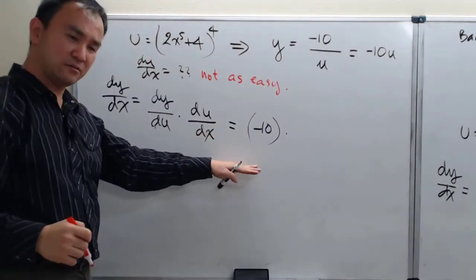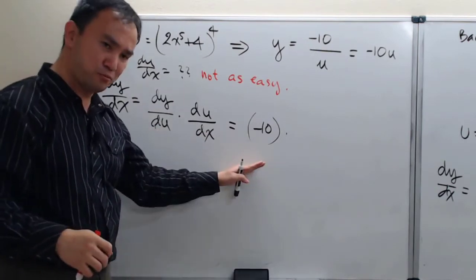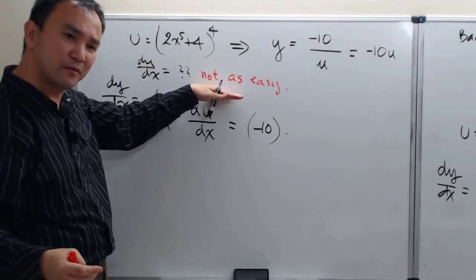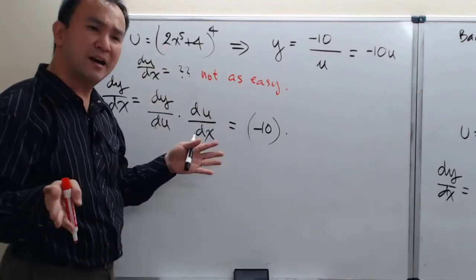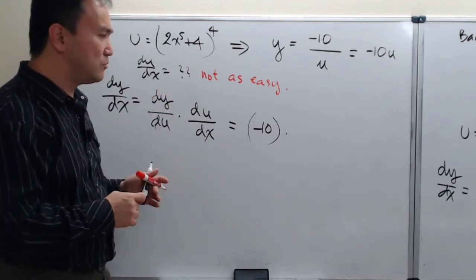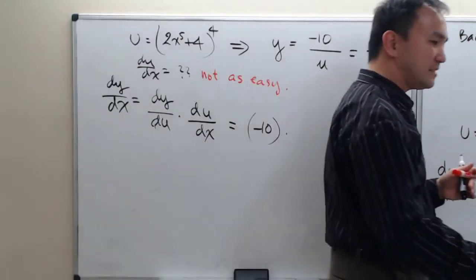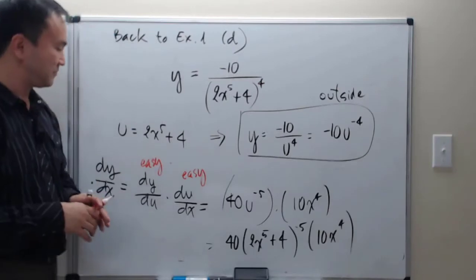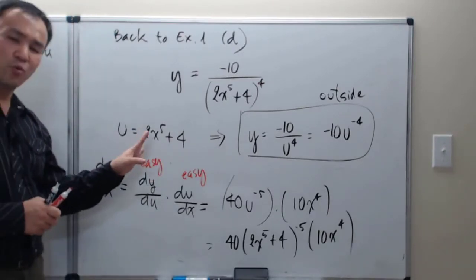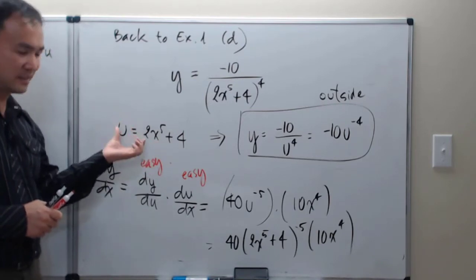On the outside function, it's pretty easy to find the derivative of the outside, but the derivative of the inside that you chose didn't come out as easy. So why go this route? It takes too much work, too many steps. That's why this one here is the better choice for the inside function.